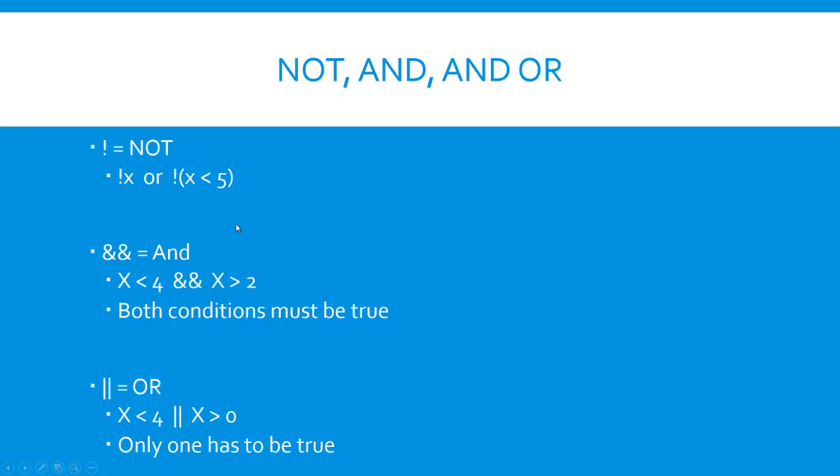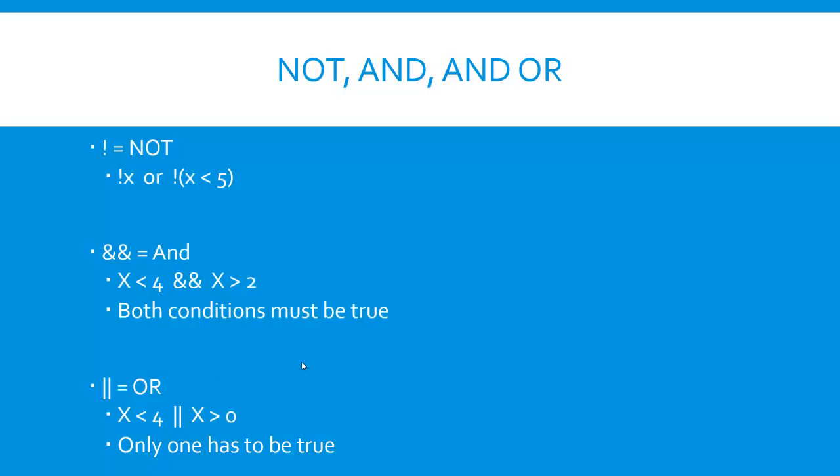All right, then we have and, which is 2 ampersands. And in order for and to be true, both conditions must be true. So x has to be smaller than 4 and x has to be greater than 2 in order for this expression to be true. So if x was 3, the expression would be true. If x was 2, this expression would no longer be true because x is smaller than 4, but x is not greater than 2. All right, with or, only one has to be true. And that pipe command, I'm sure you've done it already, is the key right underneath backspace. So with or, only one has to be true in order for the evaluation to be true.